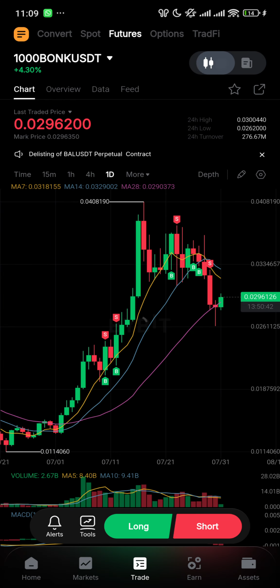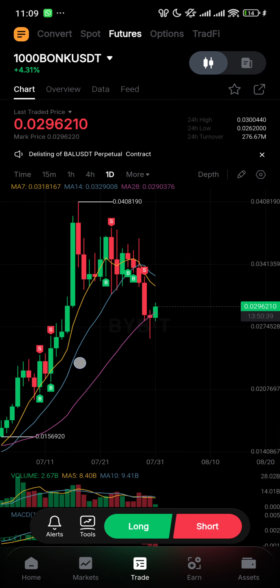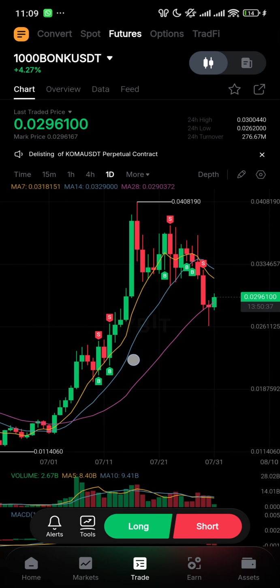Before we go into that, this is the chart section. You can read the chart if you know how to read charts yourself. Alright, so there's a trade I was supposed to take on Bonk this morning.